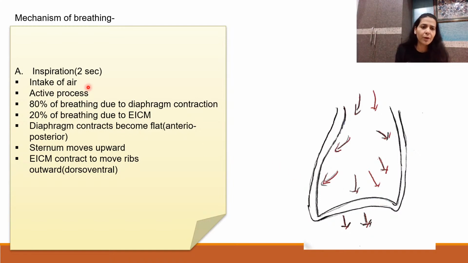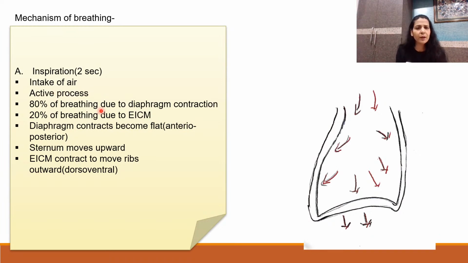This entire process of inspiration takes 2 seconds. It involves the intake of air. It's an active process. Why is it an active process? Muscles are involved, and muscles for their functioning require glucose and oxygen both. Otherwise, they will not contract and relax, and will not be able to expand the thoracic cavity. So since muscles are involved, it's an active process.